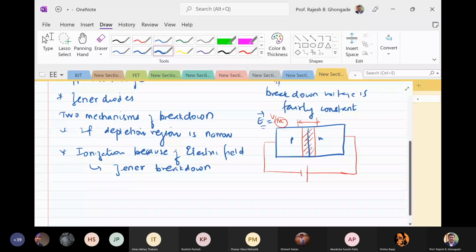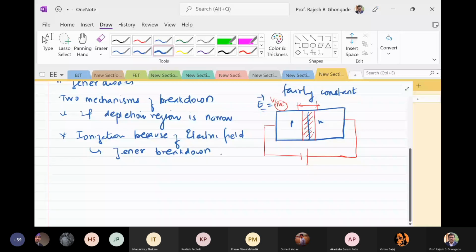This is one type of mechanism where breakdown can occur. Second, if the depletion region is too wide, it means that I go on increasing the reverse bias, so it becomes too wide.